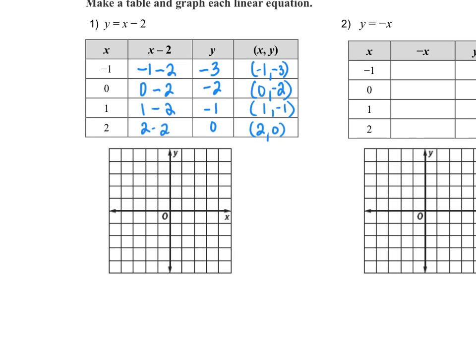So we take these points from the table and we come down and graph it. Our first one would be (-1, -3). And then our next point would be (0, -2). Our next point is (1, -1). And then (2, 0). Okay.